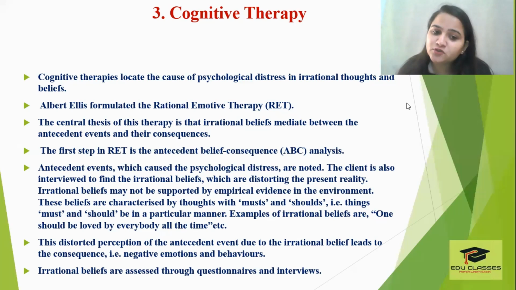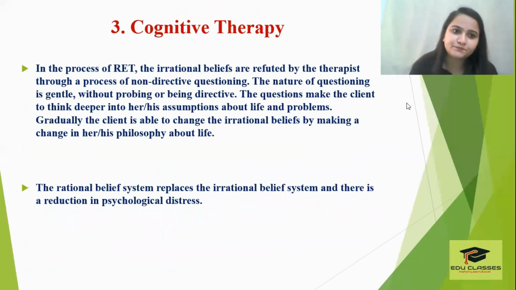This distorted perception of the antecedent event due to the irrational belief leads to the consequence, that is, negative emotion and behavior. Now, if somebody believes that something should always be like this and that thing is not happening, of course the person would end up feeling negative emotions and behavior because the person feels that he's not able to do what he should or must do, right? Irrational beliefs are assessed through questionnaires and interviews. Some of the ways you can map or judge these irrational beliefs are by using questionnaires or by conducting an interview of your client.